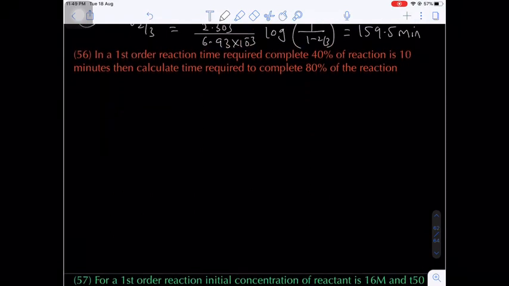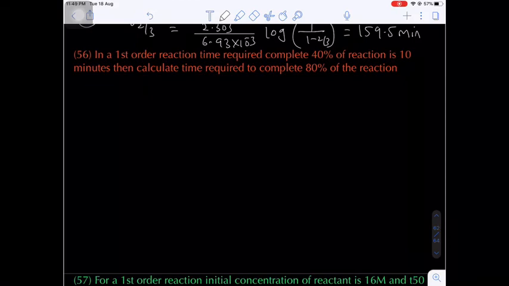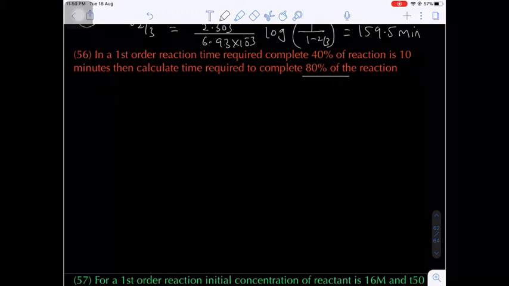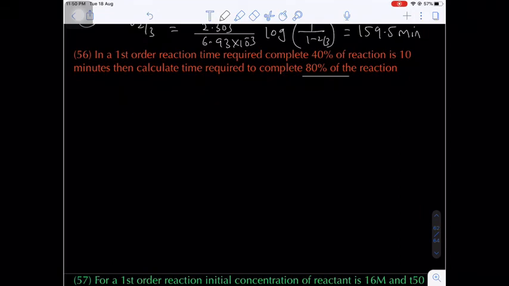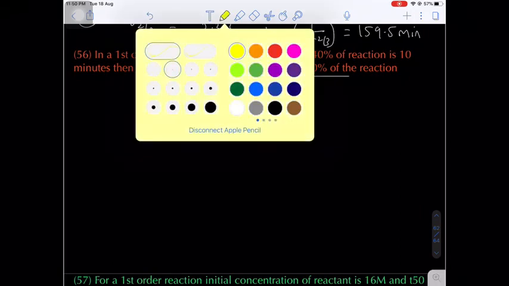Now question number 56. In a first order reaction, the time taken for completion of 40% reaction is 10 minutes. Then calculate the time taken for the 80% completion of the reaction. Just now in the previous case I explained the 99.9% and 50% relation.